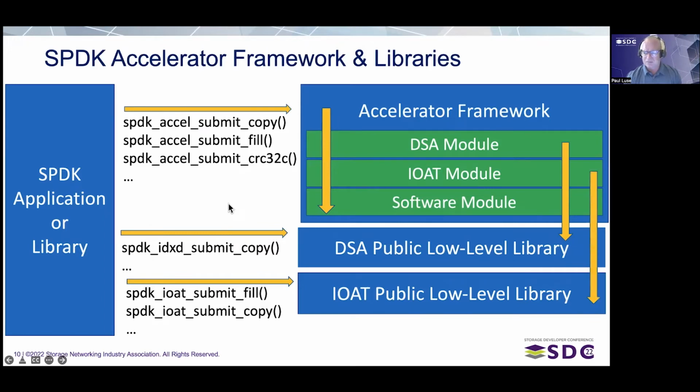And then finally, just for completeness, let's say that DSA couldn't field that command for whatever reason, and IOAT would be doing it. The Accelerator Framework would pass it to the IOAT module. The IOAT module would do what it does, basically converting it to an IOAT command. Again, there's some other stuff we'll talk about on the DSA side. And then it would pass it down to the low-level library, again using the same exact APIs that the application could call directly, if that was desirable for whatever the use case is. Okay, so that's kind of the big picture.